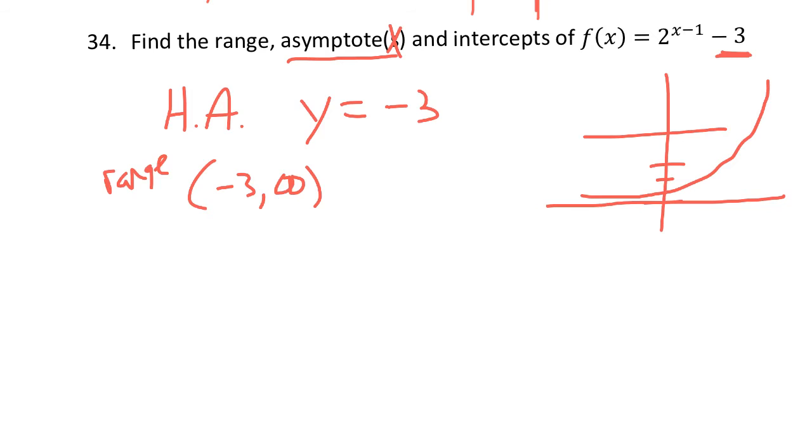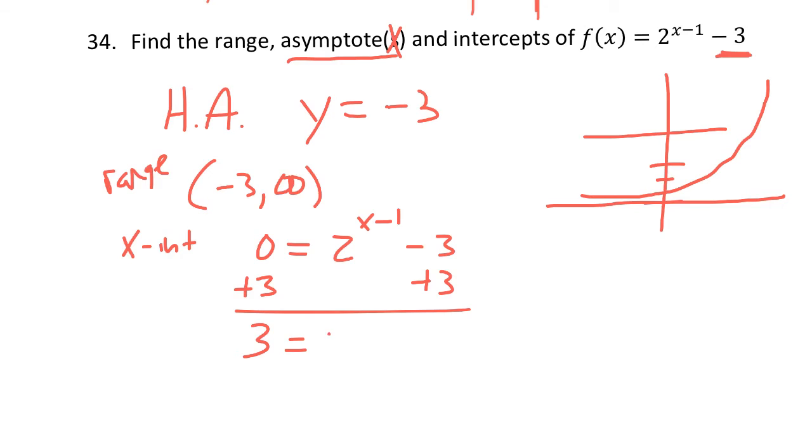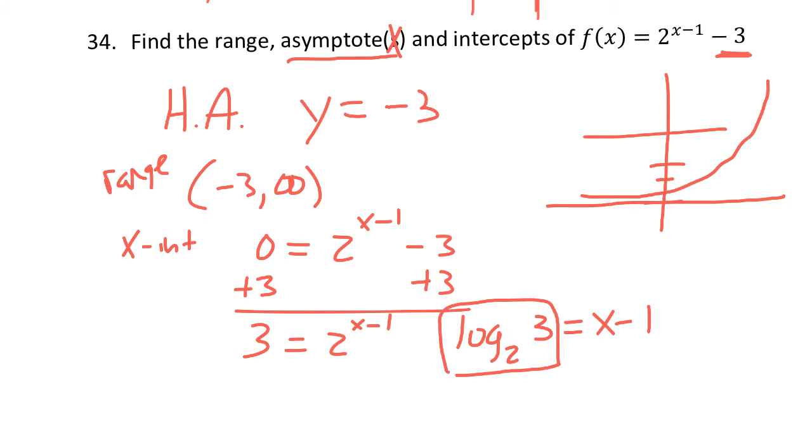And the intercepts, we can find the x-intercept by letting y be 0. I'd add 3. And now I have the exponential alone, and what solves an exponential is a logarithm. So log base 2 of 3 is the exponent x minus 1. I'll find out what log base 2 of 3 is with my calculator, and then I'll just simply add 1.